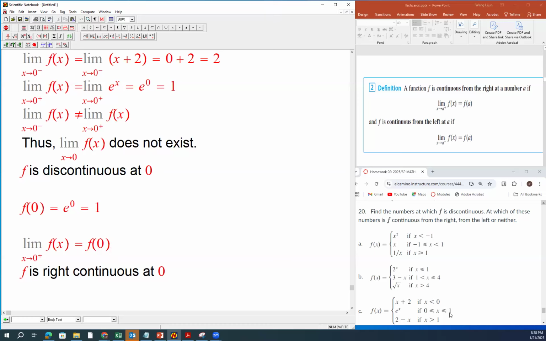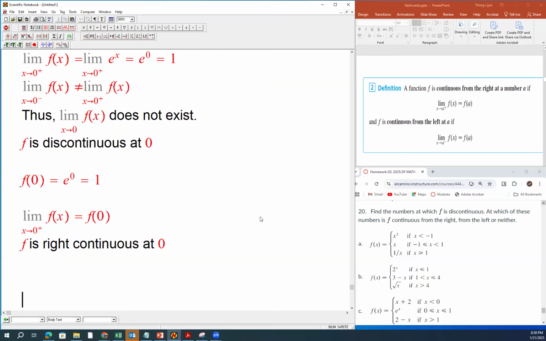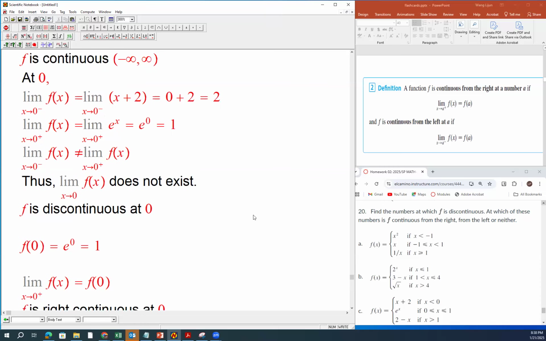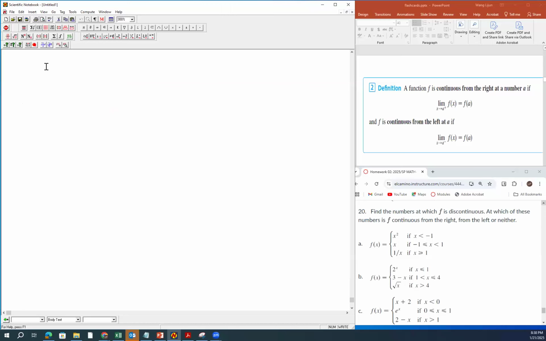Now, let's look at point 1. Okay, at point 1. Same trick. The same trick. Okay? So we're going to look at the limit from the left of 1. And we're also going to look at the limit from the right of 1.